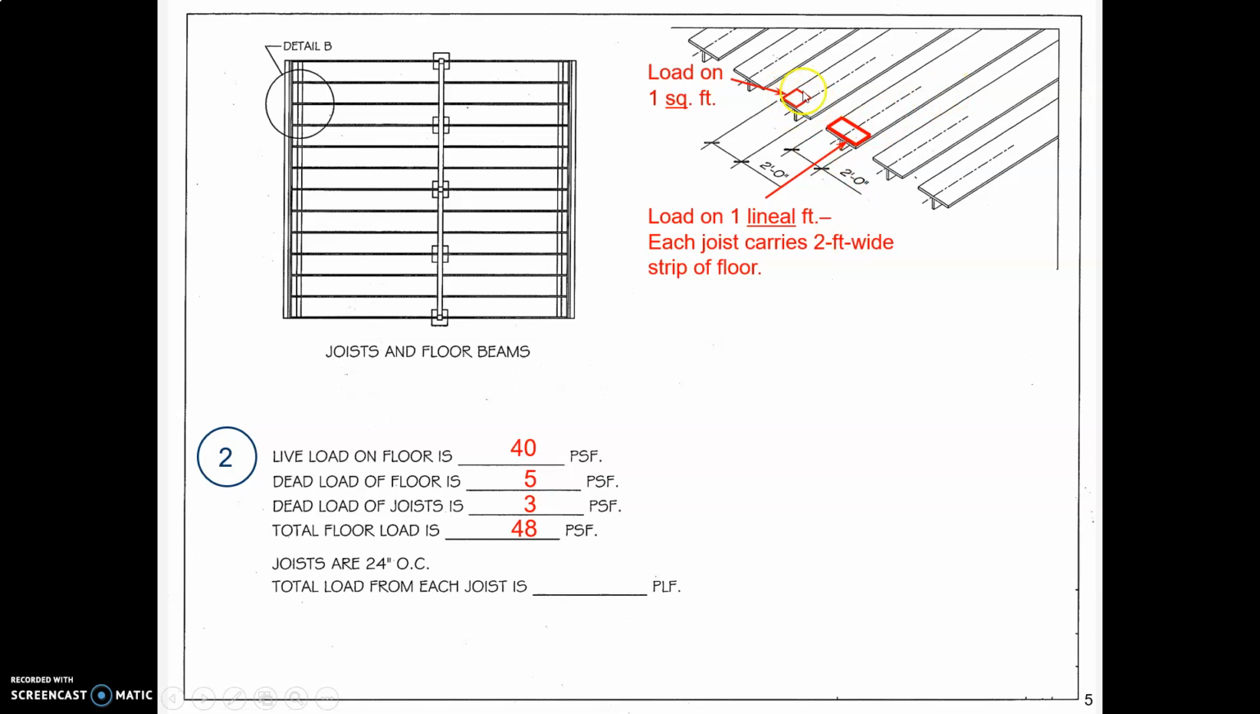So if the load here is 48 pounds per square foot, the load on each joist is twice that, 96 pounds per lineal foot, because a lineal foot has 2 square feet of floor on top of it.